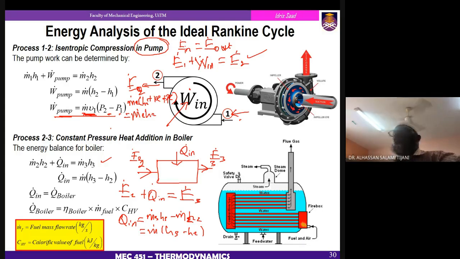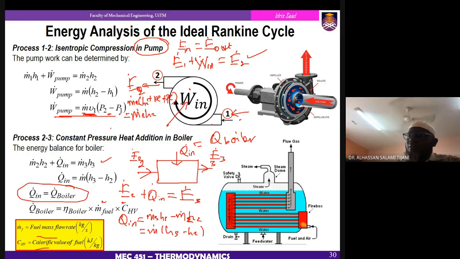Now this Q in can be expressed in terms of the boiler efficiency times the mass flow rate of the fuel and the calorific heating value. So this Q in is the same as the Q from the furnace or the boiler. M is the mass flow rate and CHV is the calorific heating value.